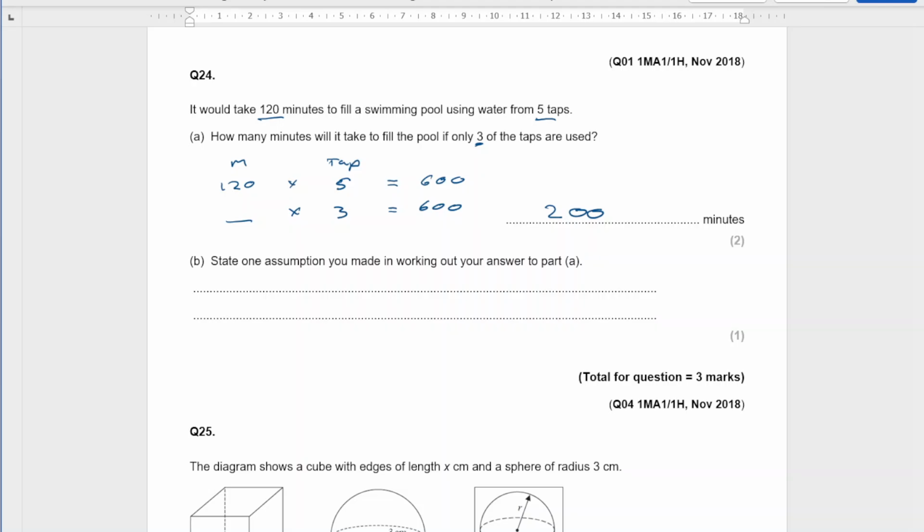State one assumption you made in working out your answer to part A, and that's just all taps fill at a constant rate. All taps fill at the same rate.